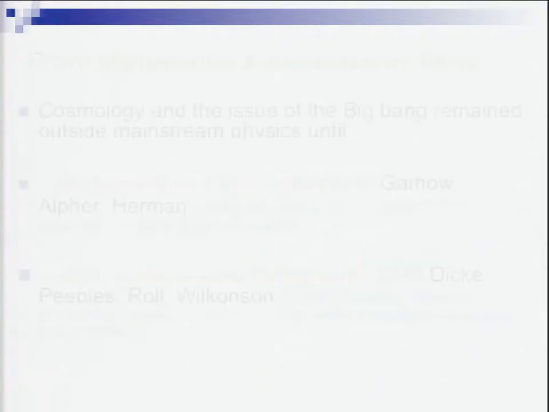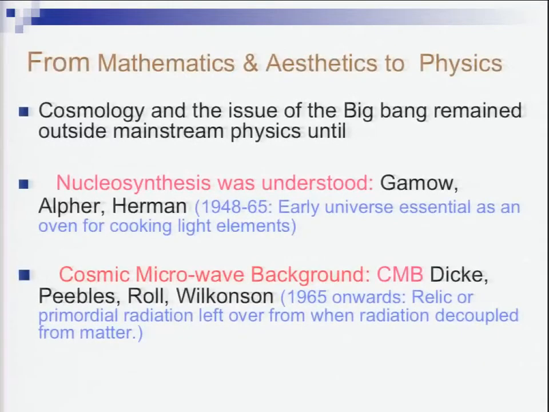So this is what happened, except that finally there was a transition from mathematics and aesthetics to physics, and this happened because of two things. The first was nucleosynthesis, the second is the cosmic microwave background. So the nucleosynthesis issue is the following. See, we're all made of atoms. So where did these atoms come from? Most of them are quite heavy atoms, and where did these heavy atoms come from? Well, these are cooked in stars. Stars are ovens which cook these atoms through nuclear reactions.